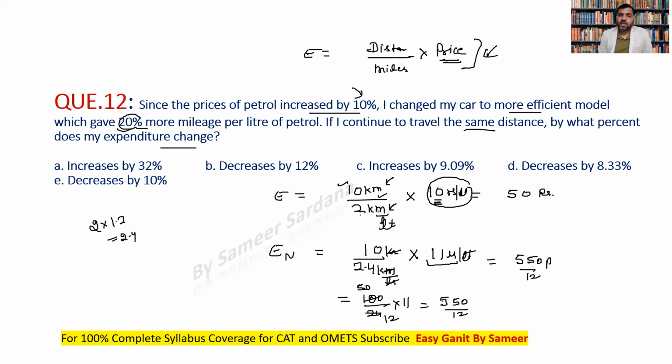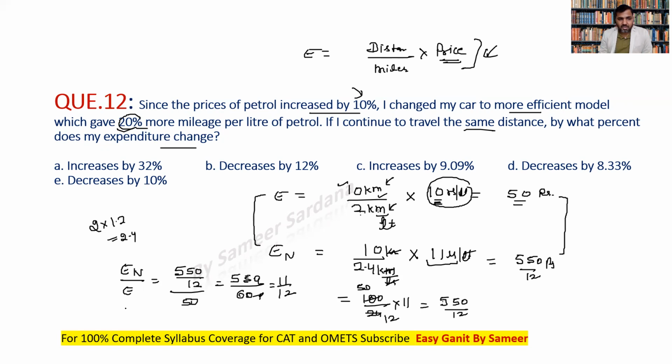What I'm supposed to find out is the change in my expenses, right? So if I want to find out the new expenses as compared to the old, instead of just taking a difference, simply check my new expenses as a part of my old expenses, of what percentage. So simply divide the new expenses with the old expense, which is 50. You will get this value as 550 upon 600, which is 11 by 12.